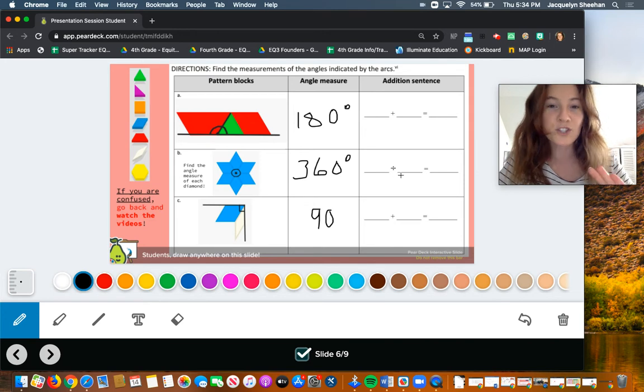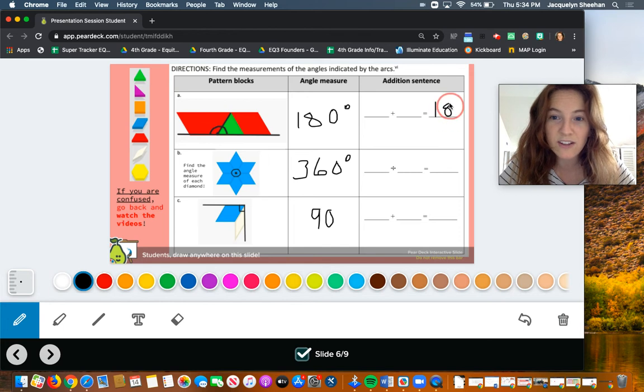Now, what was tricky, forgive me, I should have made this more clear, is on the first one, you know that the whole angle is out of 180. So the total should be 180. Down here, though, this middle problem, the whole angle is 360. So that number would actually go here in the dividend. I noticed a lot of you put it in the equal sign, and that's where we got tricked.